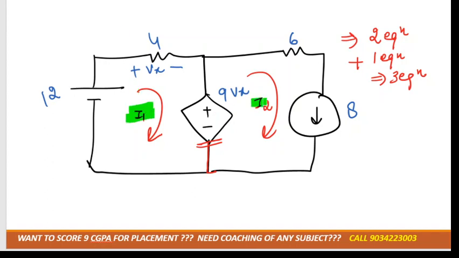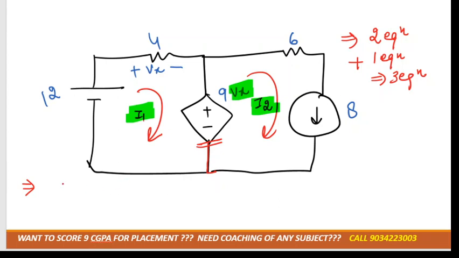So in total we have to make three equations for solving, because there are basically three variables. One variable is I1, another variable is I2, and the third variable, which is due to the dependent source, is Vx. Now tell me the first equation. Apply KVL and tell me the first equation. What would be the first equation?